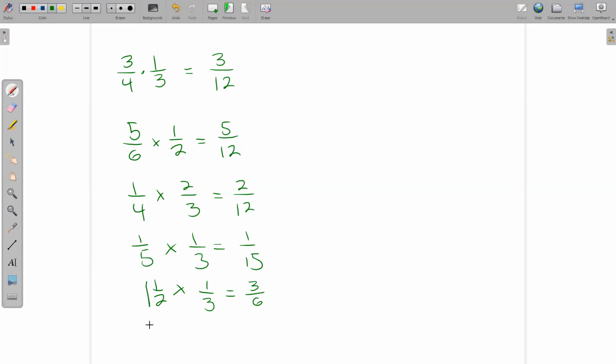And I mentioned the other day that you're way better off viewing things like this as improper fractions than mixed numbers. So 1 times 2 is 2, plus 1 is 3. So what I really should do is view this as 3/2 times 1/3 is 3/6. And what I want to do now is try and find a relationship.